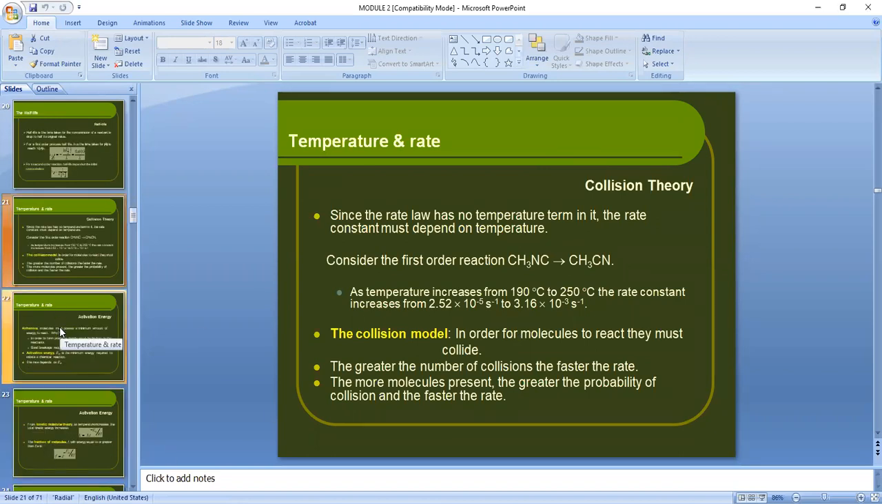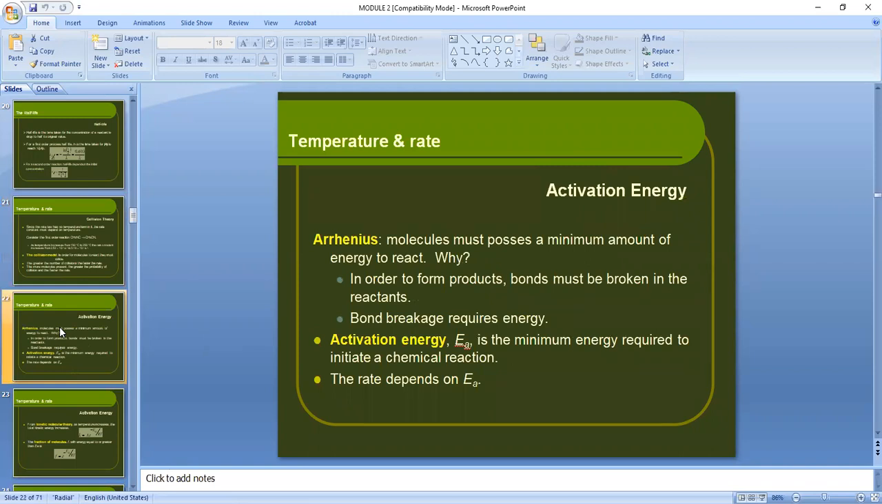Now, we proceed. According to Arrhenius, molecules must possess a minimum amount of energy to react. Why? This is very elementary. Original bonds have to be broken. Bonds existing in your reacting species have to be broken. That way, new bonds can be formed. Without the breaking of the bonds, there won't be any new product formed. So that's the very purpose of this minimum amount of energy that is needed. That energy is the activation energy.